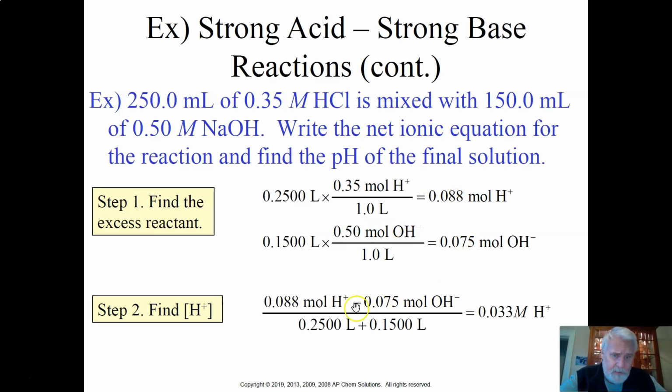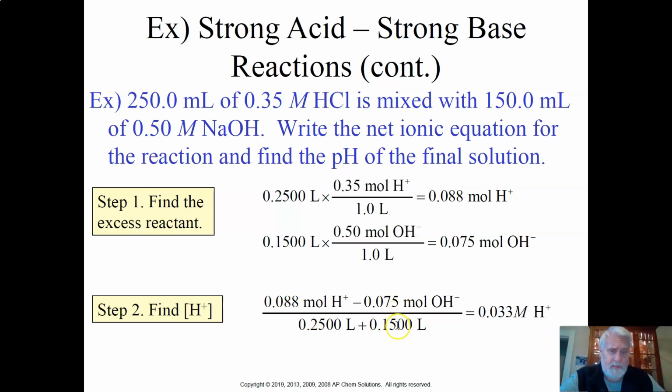You take these two numbers and just subtract them. And that's how many moles of H plus you'll have, because all the other ones are neutralized by the OH minus. So 0.075 moles of these hydrogens are neutralized. And then you got some left over, which is 0.88 minus 0.75.